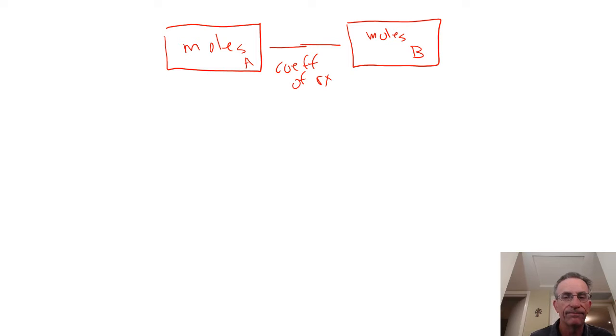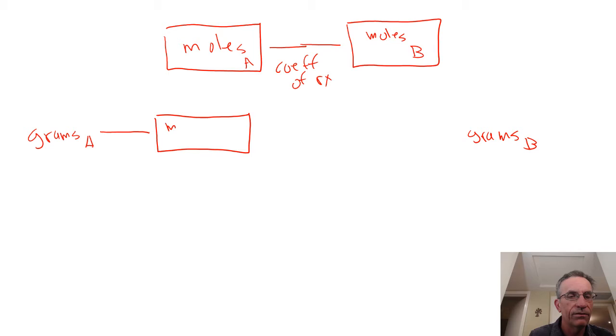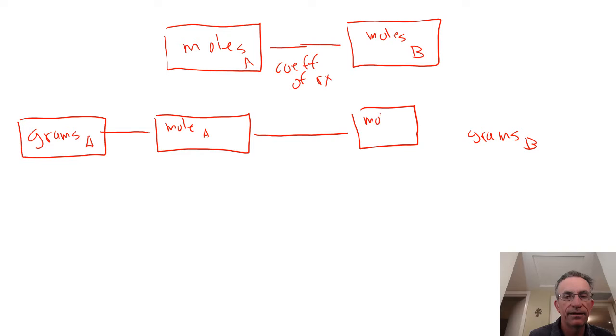And the more complicated one is when you are starting off not with moles, but you're starting off with grams. So if you have grams of one thing, we'll call it A, and ask you about grams of somebody else in a reaction, you can't do that in one step. It takes 3 steps. So we're going to first go from grams to moles, and then we'll go from moles to moles, and then moles back to grams.